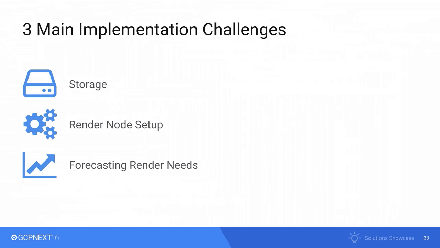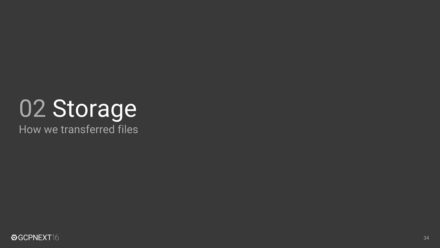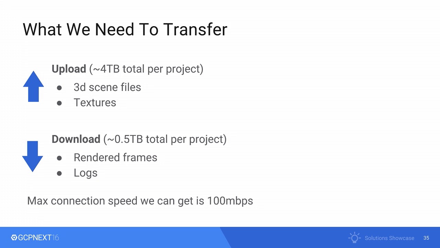So implementing the cloud rendering into our pipeline, we face three main challenges, and I'd like to share with you some details on those. First is storage. How do we transfer our files to the cloud to be able to render with them? So here's what we need to transfer. We need to transfer 3D scene files and textures, and then we need to download the rendered frames and maybe logs back from them. We're also in Shreveport. We don't have the fastest internet available. We're limited to this 100 megabit per second connection. So we have to be smart about what we're uploading and when we're uploading it.